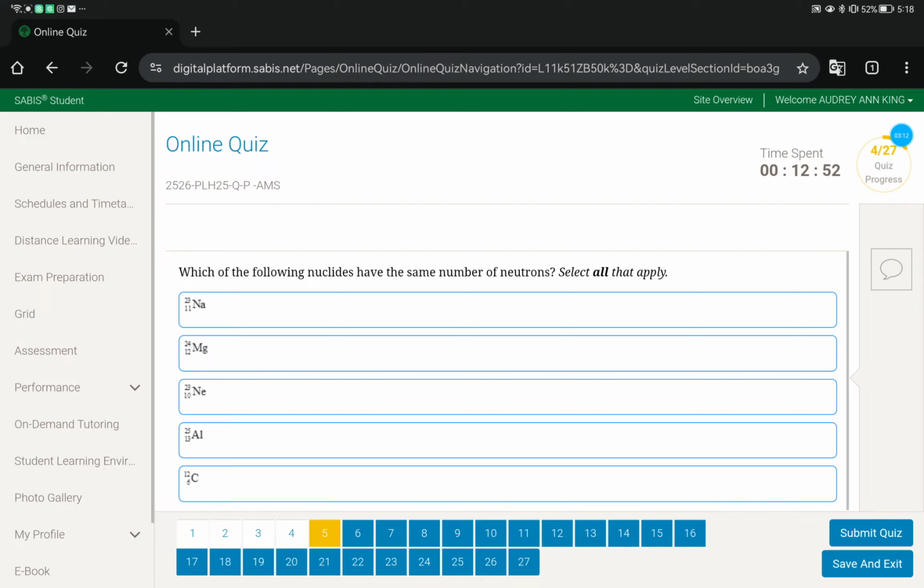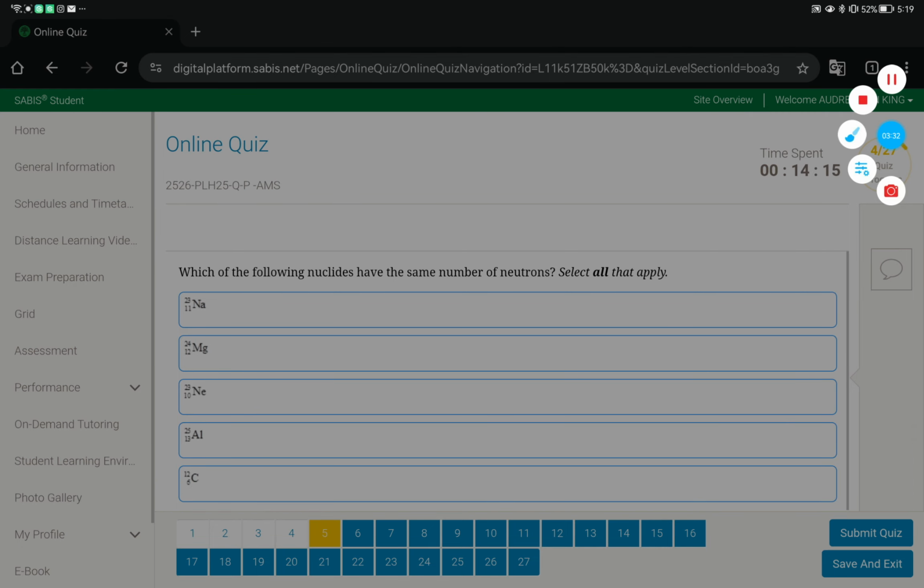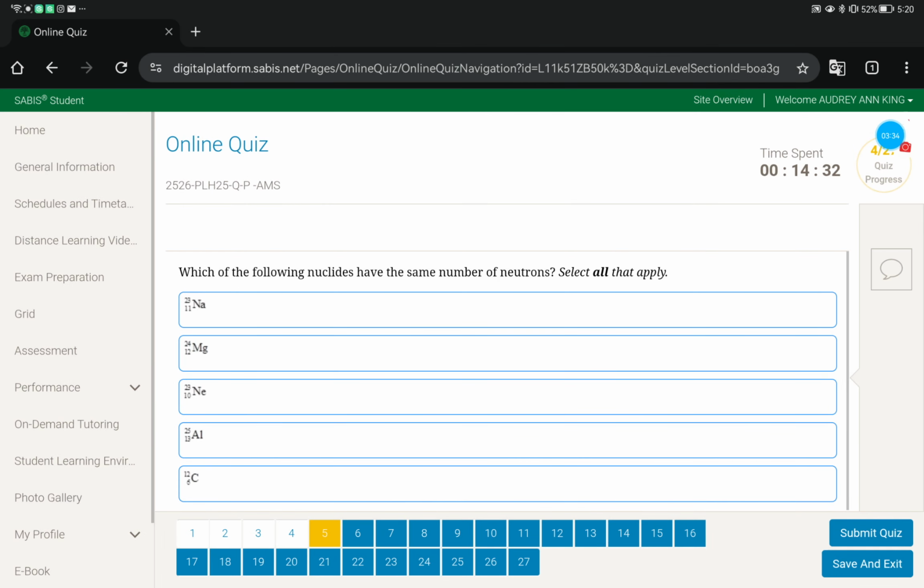Which of the following nuclides have the same number of neutrons? For this question, you're going to need to know the formula. Neutrons equals atomic number minus, I think it's mass number. Hold on, let me check. Again, sorry for the mic quality. Sorry, I got them mixed up. It's neutrons equals mass number minus atomic number, so A minus Z.